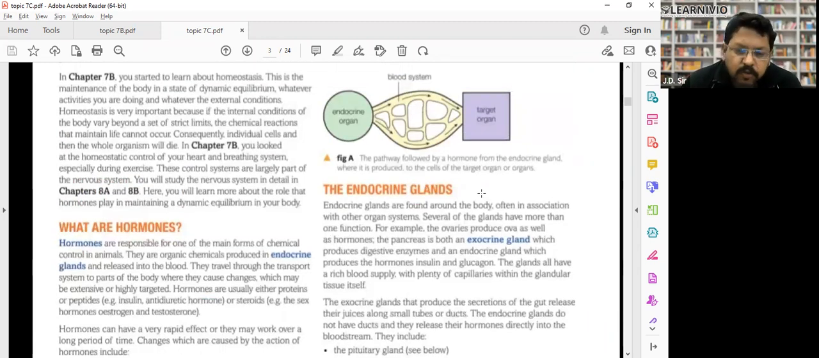Endocrine glands. All those glands which do not have any duct or tube are called endocrine glands. Endocrine glands are those glands which release hormones. Second important thing: hormones are directly released into the blood and they work only in the target organ.